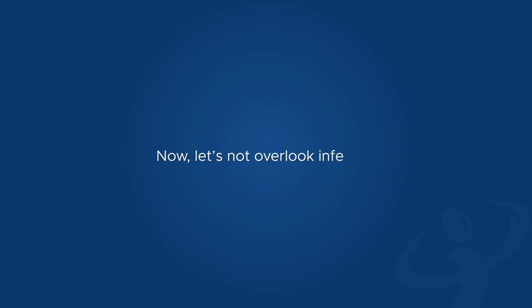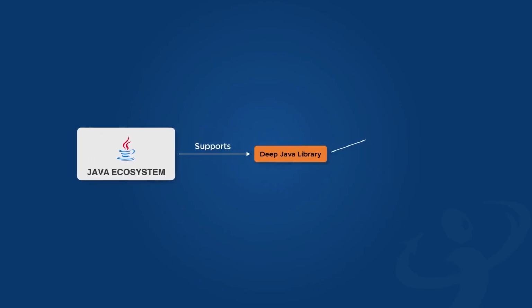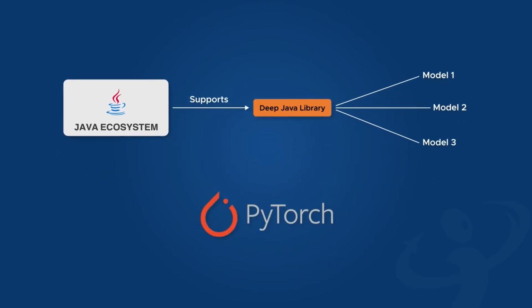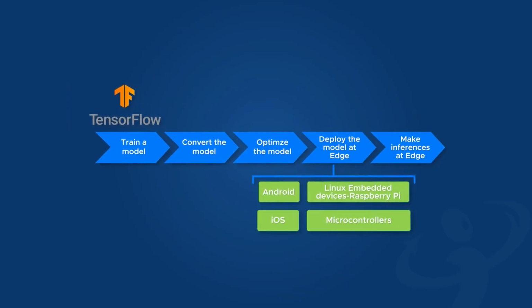Now, let's not overlook inference, a critical piece of the puzzle. In the Java ecosystem, Deep Java Library, DJL, supports inference across many model formats including PyTorch and TensorFlow. Need something lighter? TensorFlow Java Bundle delivers optimized inference performance right out of the box.